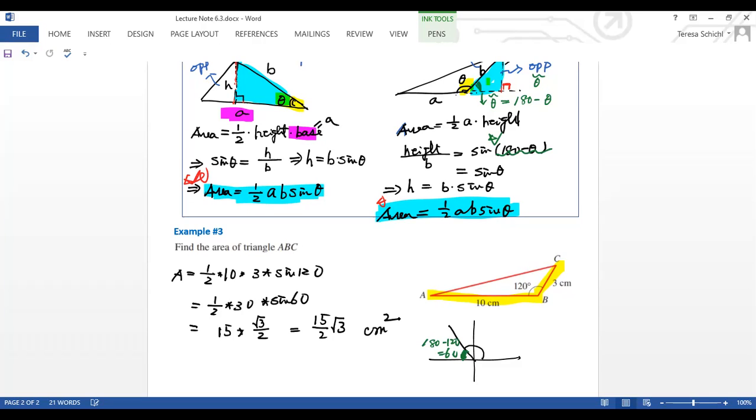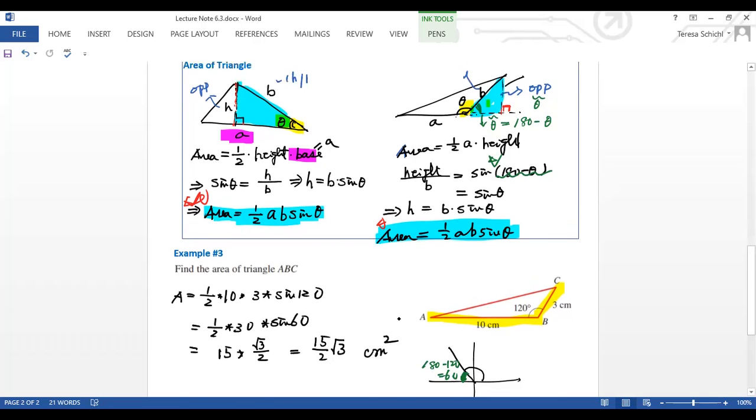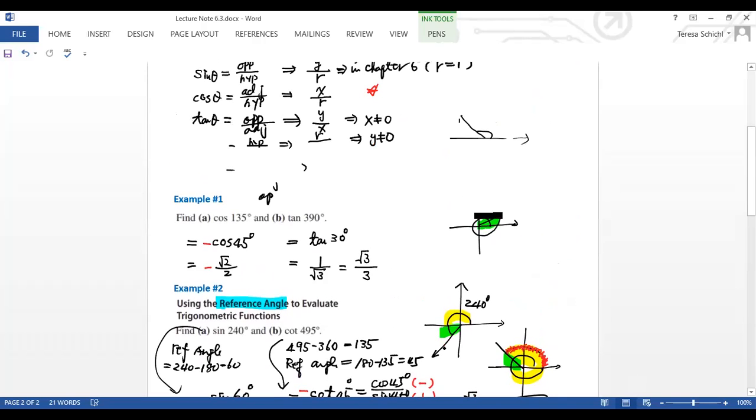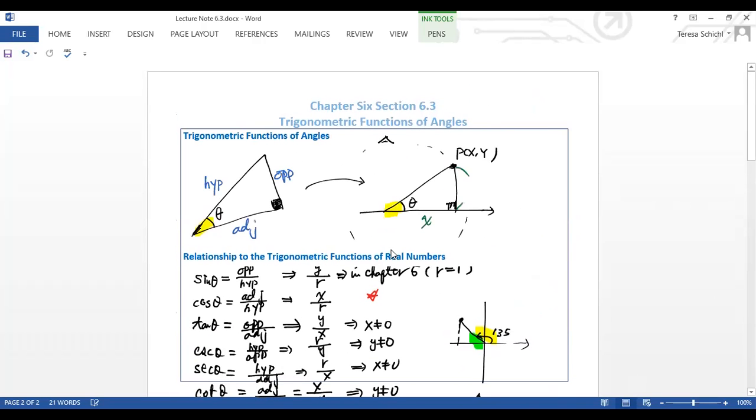All right, that's it. So it kind of expands what we learned in chapter 5 from the unit circle to any circle. Just make sure your radius r is the square root of x squared plus y squared. In the unit circle, your r is equal to 1 here.